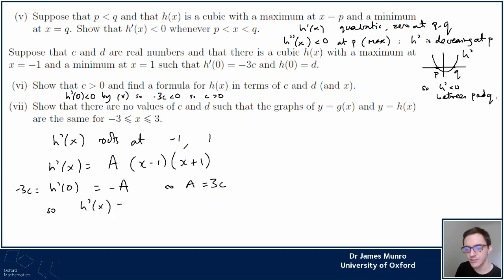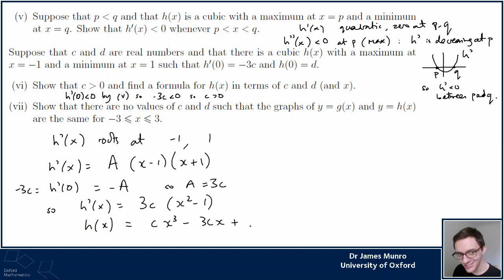That's pretty good. So h prime of x is 3c times that difference of two squares, x squared minus 1. Okay, I want to find h of x. I'm going to integrate. I've got the derivative of h. Now I'm going to integrate up to find, oh goodness me, cx cubed minus 3cx plus a constant. But they've told me that h of 0 is the number d, whatever that is, some real number. Putting in 0 kills off these terms, so I want my constant to be d. Okay, that's my expression for h of x.